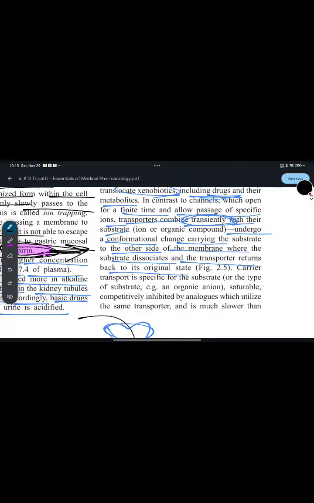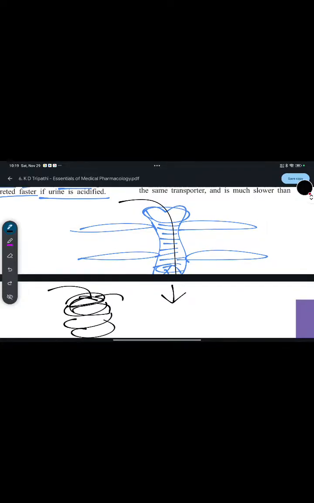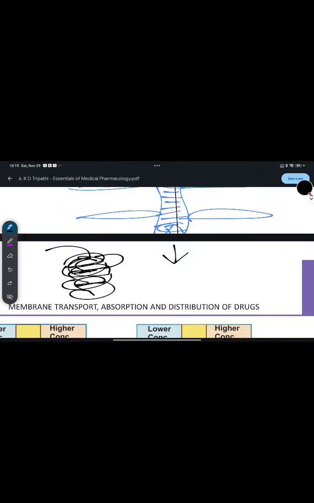And transport returns back. The change of the shape is called conformational change. And due to that conformational change, what will happen? The substance will go from the first one to the second one. Again, the second one will undergo conformational change and go to the third one. The third one will undergo conformational change and go to the fourth one. The fourth one will undergo conformational change, and it will ultimately go inside the cell.